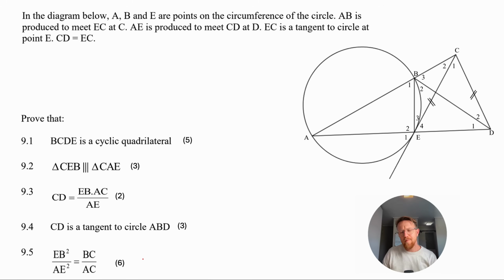In the diagram below, A, B, E are points on the circumference of the circle. AB is produced, EC is a tangent, and everything they've mentioned here is already on the diagram. First question, prove that, for 5 marks.